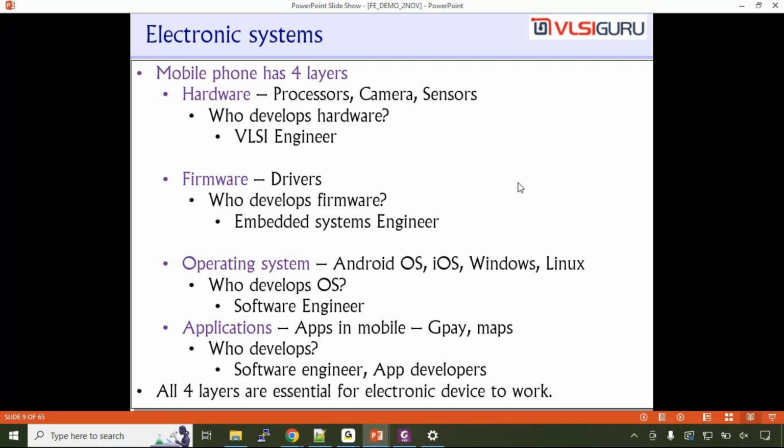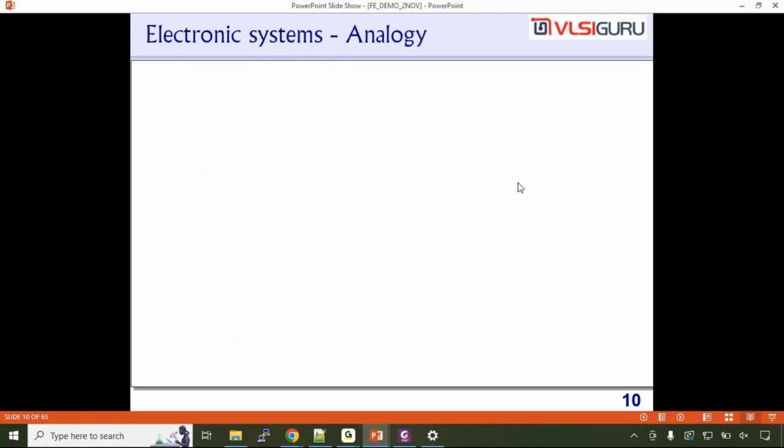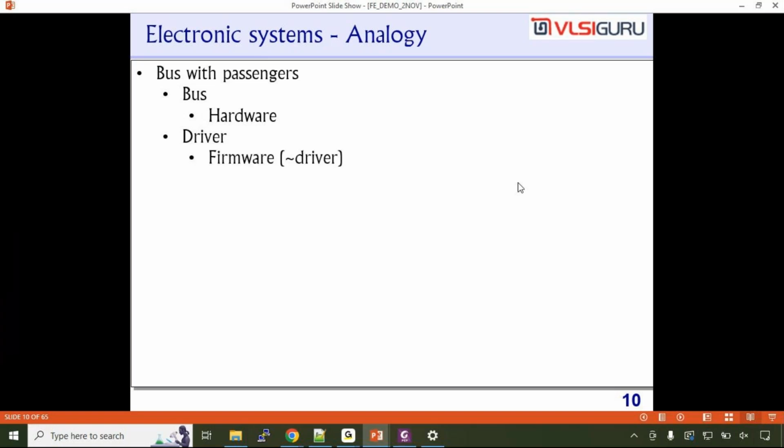Okay. So let's take a simple analogy to understand the significance of all these layers and how they interact with each other. Let's consider the example of a bus with passengers. Bus is like the hardware. The bus has the driver, right? He is like a firmware. That is the reason why the name driver came.